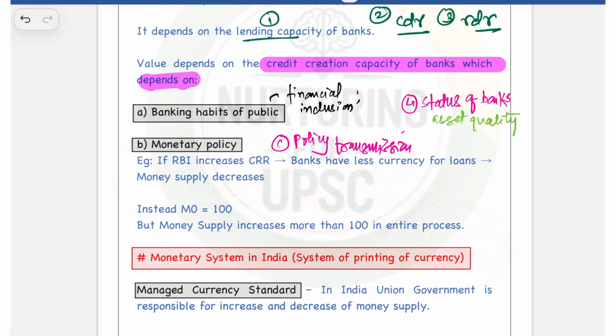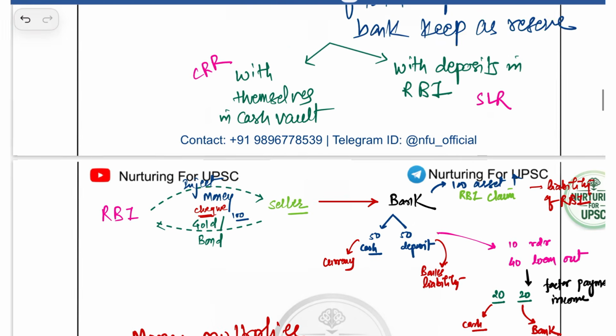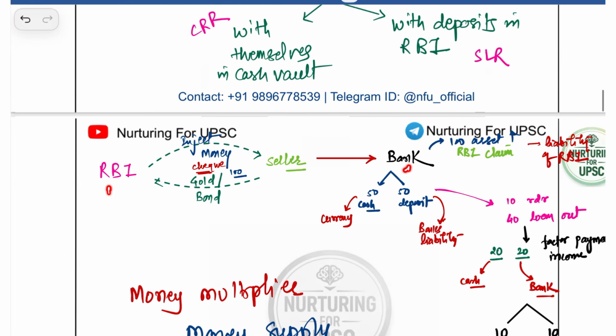Then the next would be the policy transmission. Let's say you have already reduced the rates, and who are you? You are the RBI. So if the RBI has reduced the rates, but what happens? The reduction in rate does not travel from the RBI to the banks and to the consumer. So here is the RBI, there is a bank, and then there is an entire system.